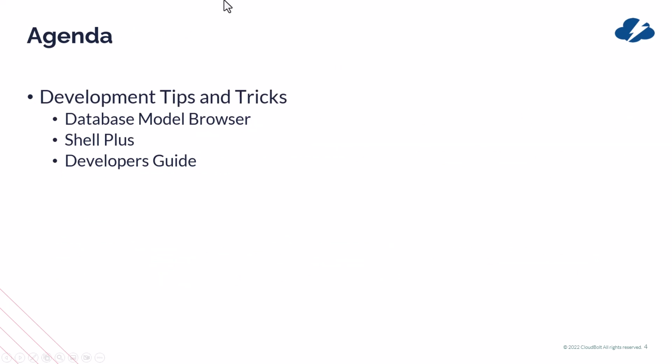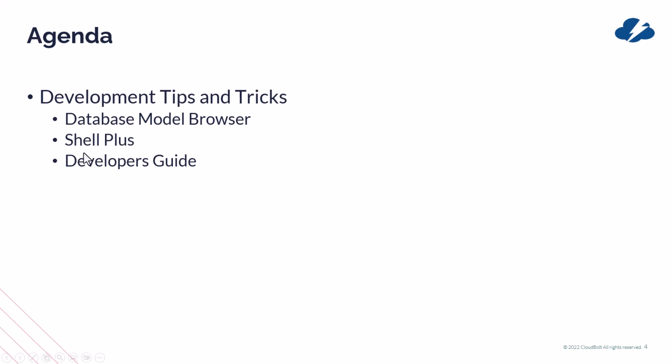We're going to start off with development tips and tricks, and then we're going to get into the database model browser. This is a way that we can go through the different models and classes that are available inside of the CloudBolt system, things that we may need to work with, like groups and servers and resource handlers and environments. Basically, how to figure out what's available for each of those objects. How do we change those objects, maybe create new objects? We'll walk through some examples there.